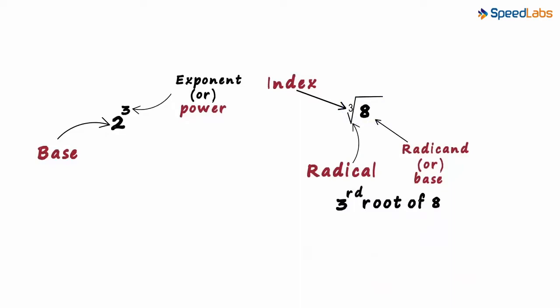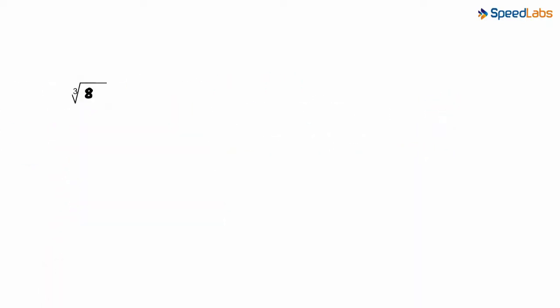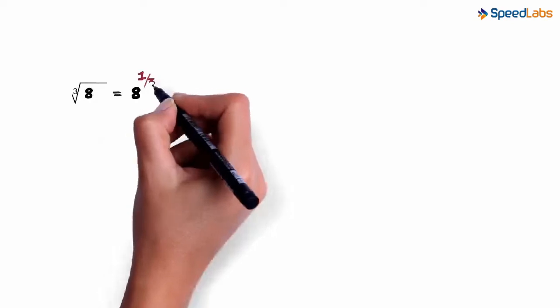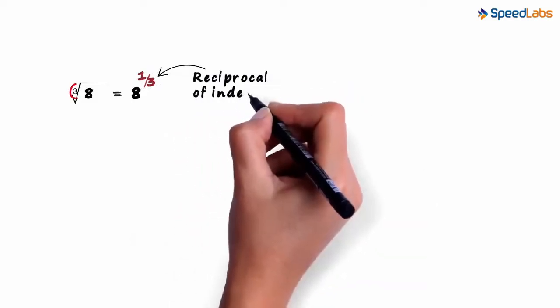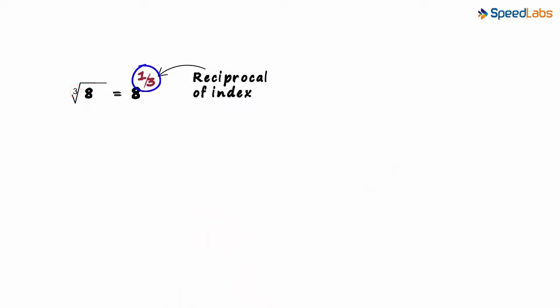For some reason, many students fear the radical sign. Wouldn't it be better if we can just write this without the radical sign? Since 8 is the base, we can write this as 8 raised to something. But what is that something? Let's see. Cube root of 8 can be written as 8 raised to 1 by 3. So we got this in the base and exponent form without the radical sign. We have 1 by 3 as the power. The power is actually the reciprocal of the index. The index was 3 and the power is 1 by 3.